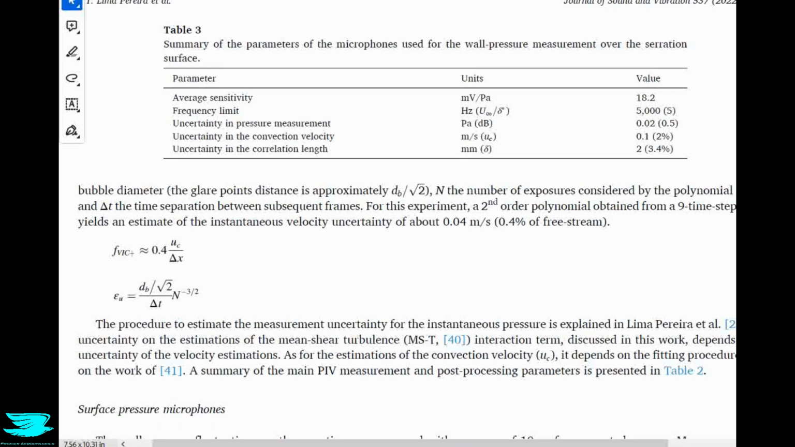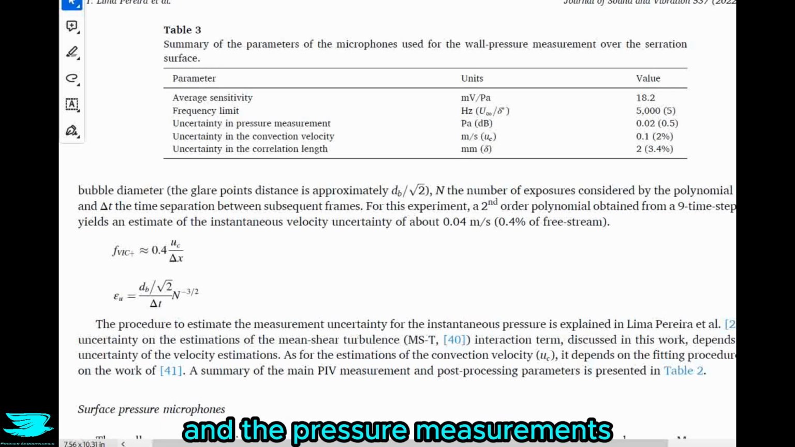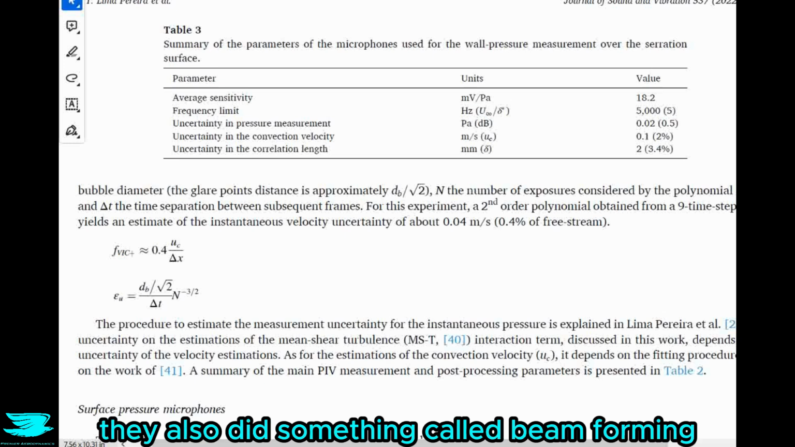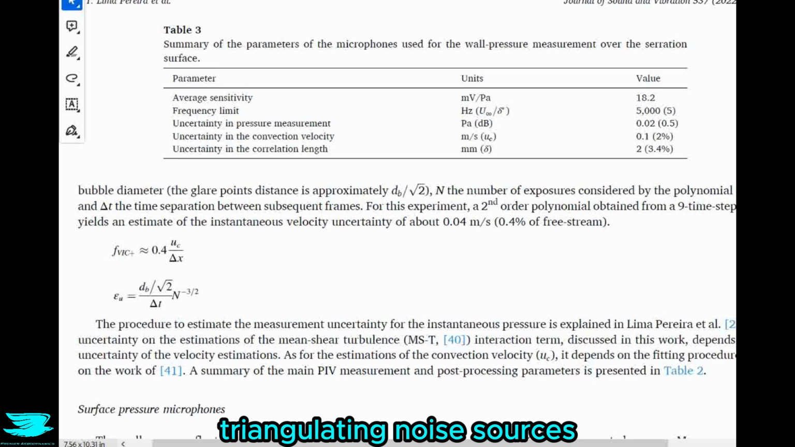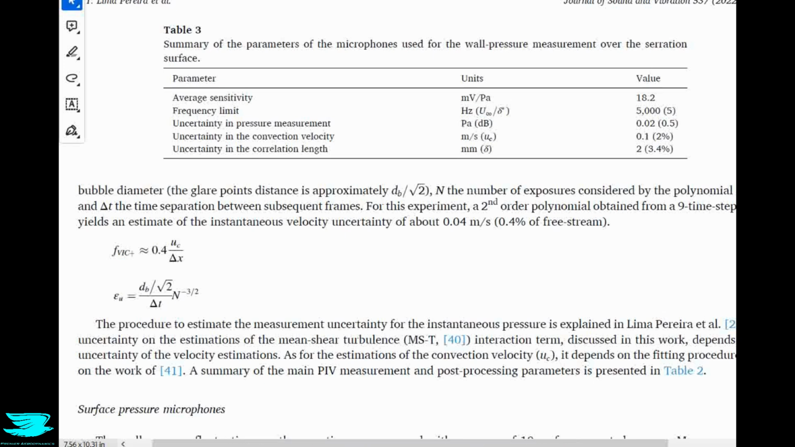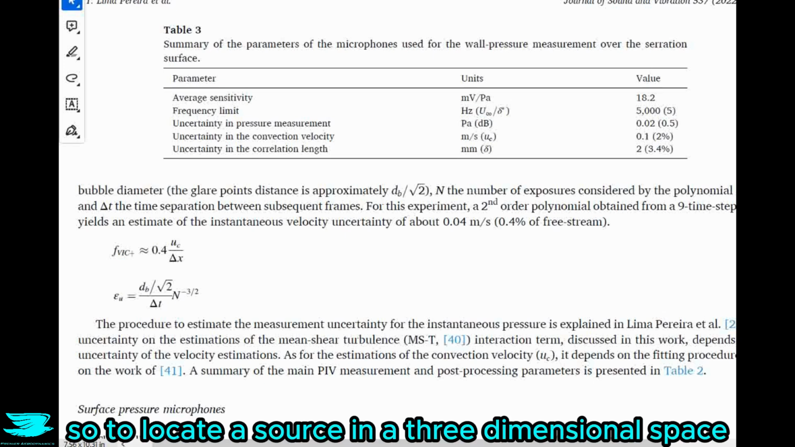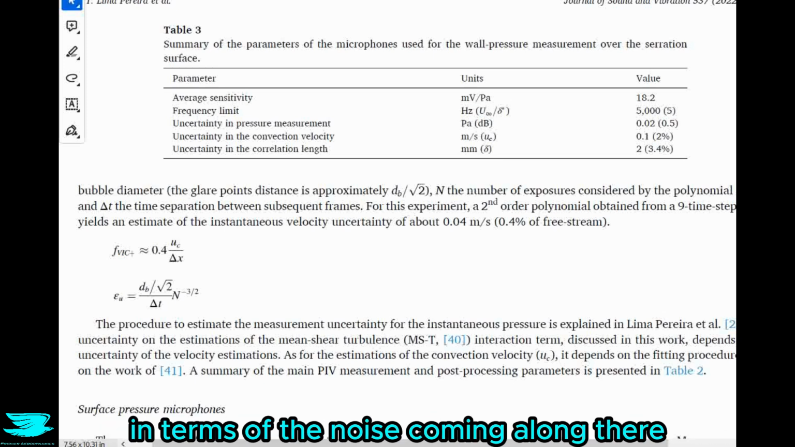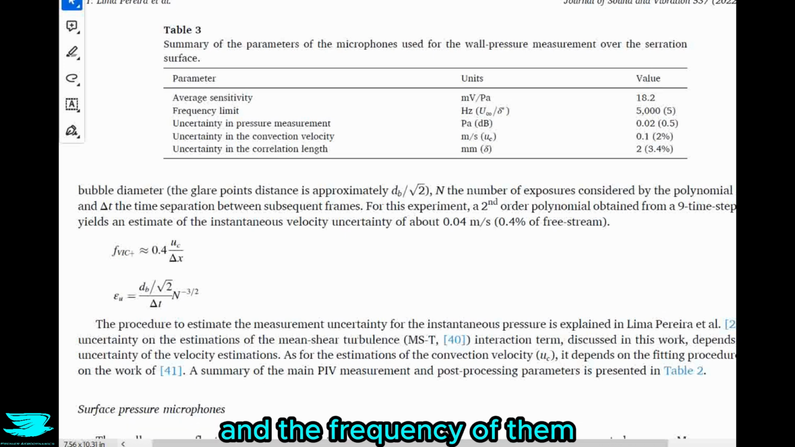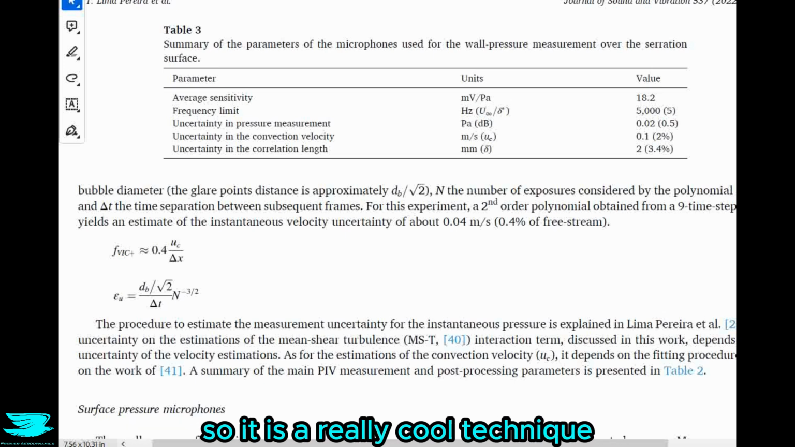So in addition to the PIV and the pressure measurements, they also did something called beamforming. Beamforming is just a fancy term for effectively triangulating noise sources with multiple microphones. To locate a source in a 3-dimensional space, you use these different microphones located around, and you see how they correlate in terms of the noise coming along there and the frequency of them. So it is a really cool technique.